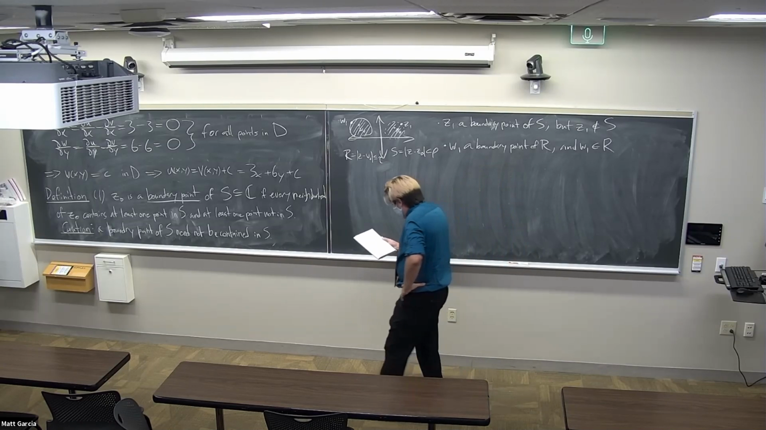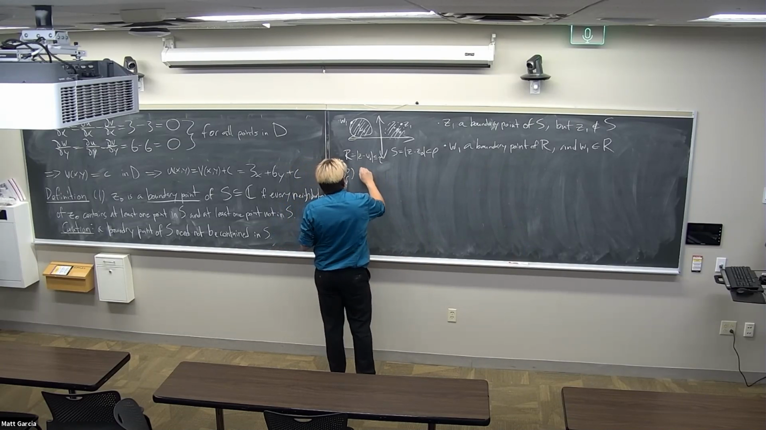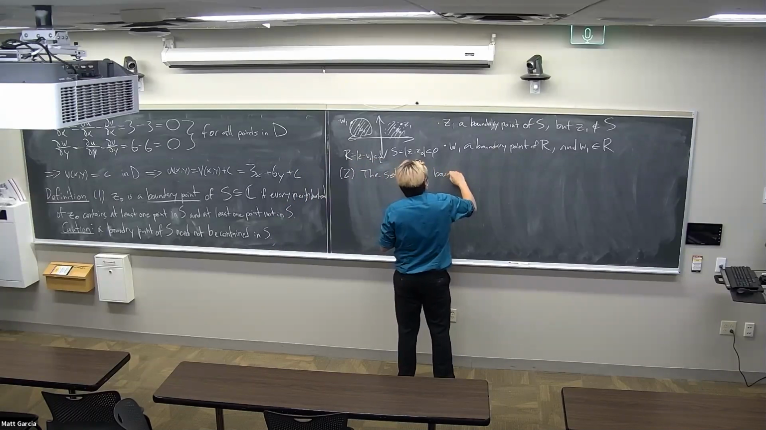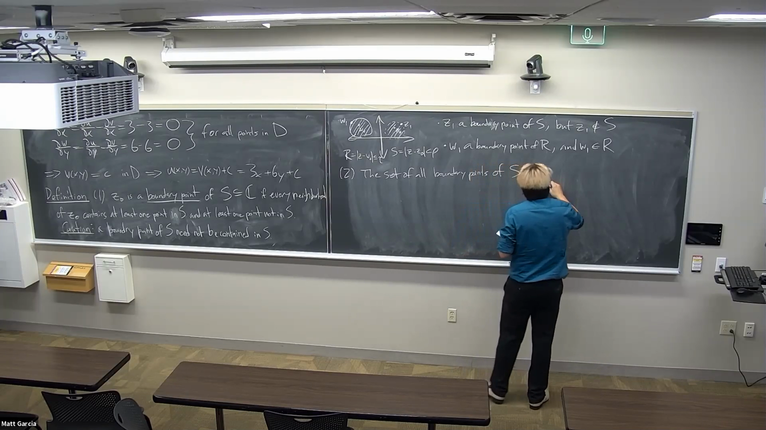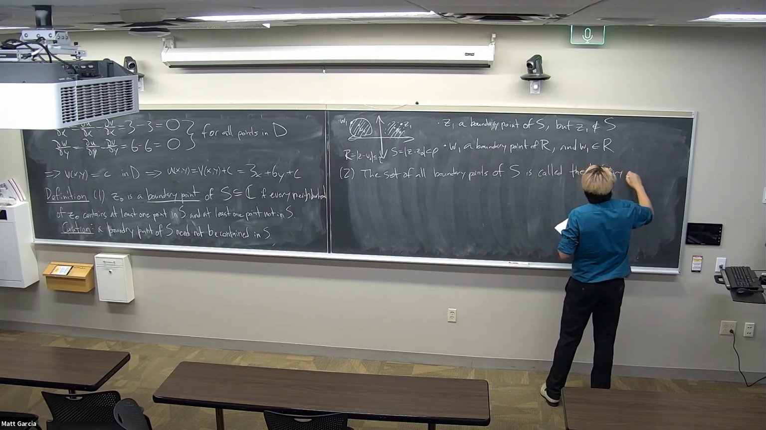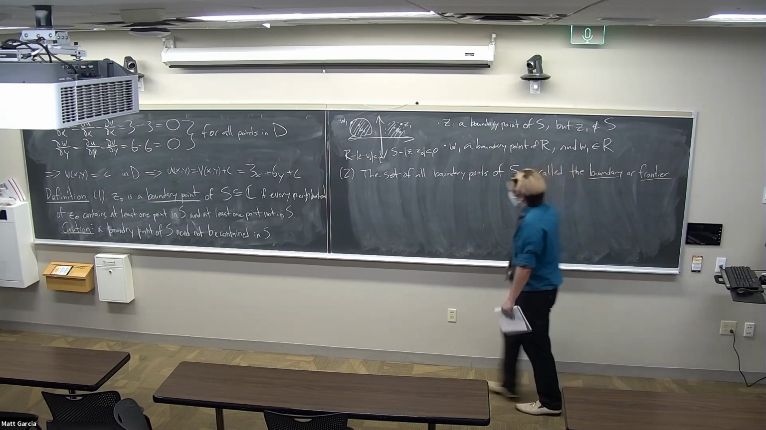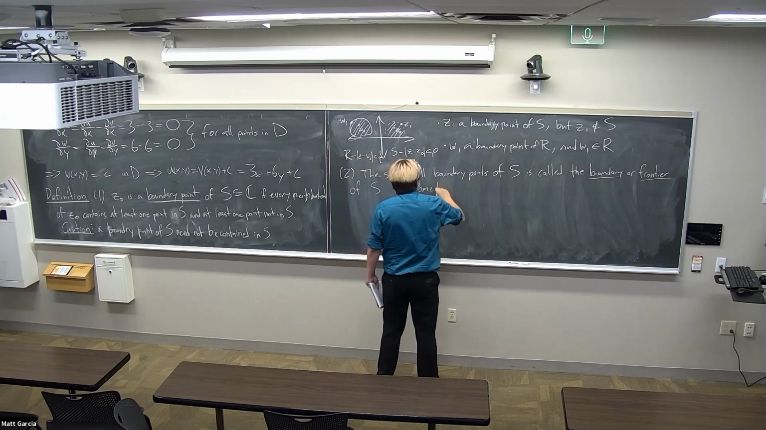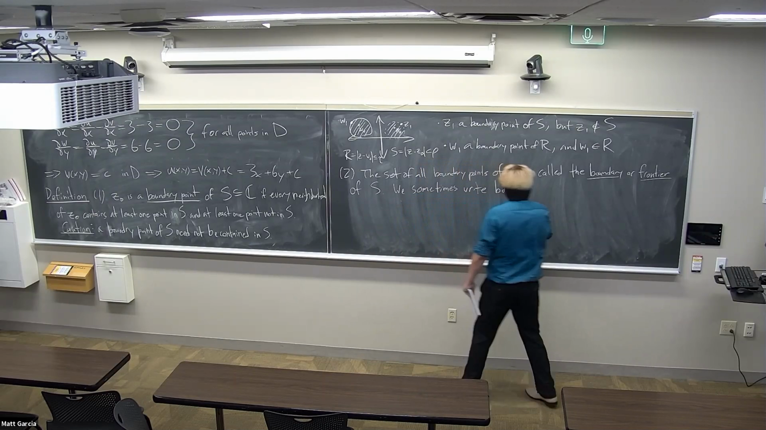Good. So, a couple more definitions. The set of all boundary points of S is called, unsurprisingly, the boundary or frontier of S. We sometimes write BD of S for boundary.